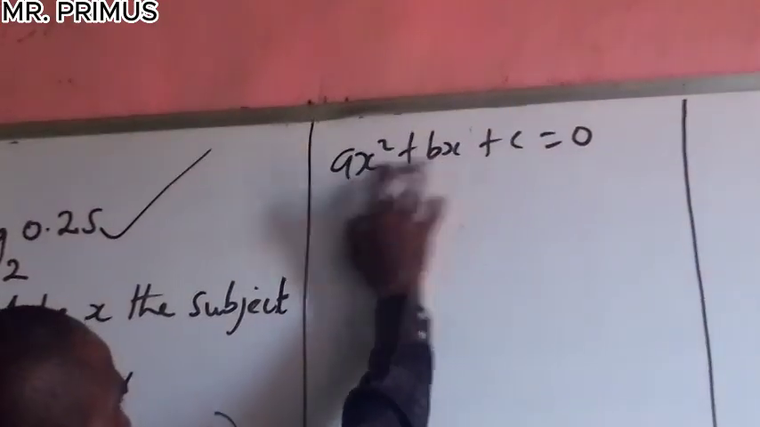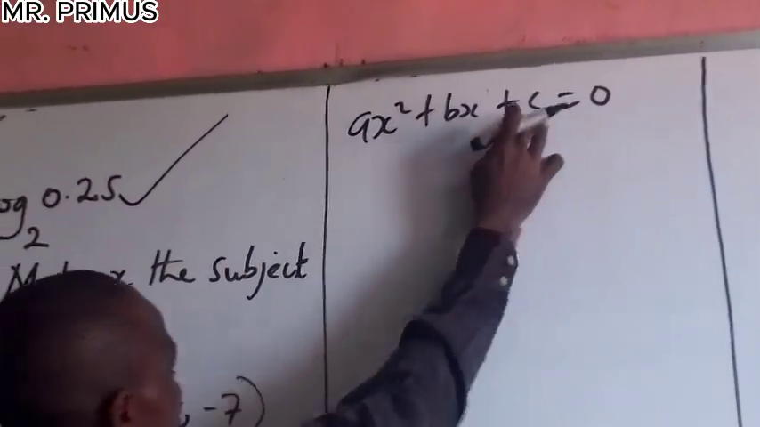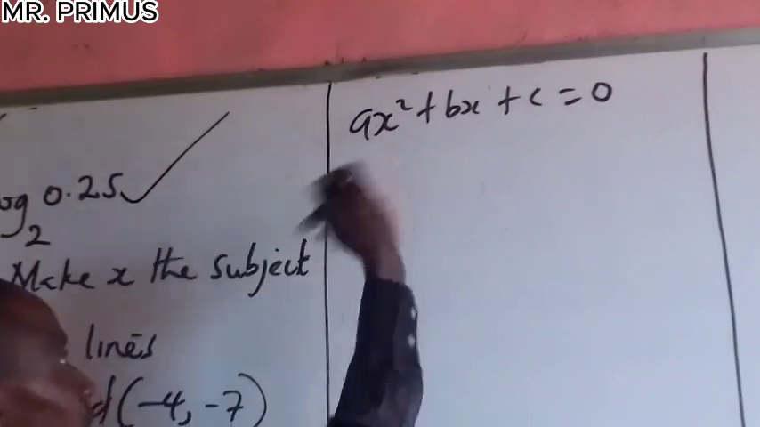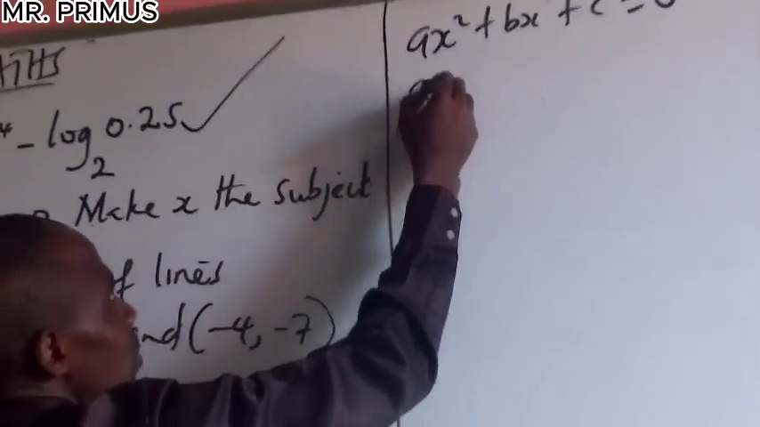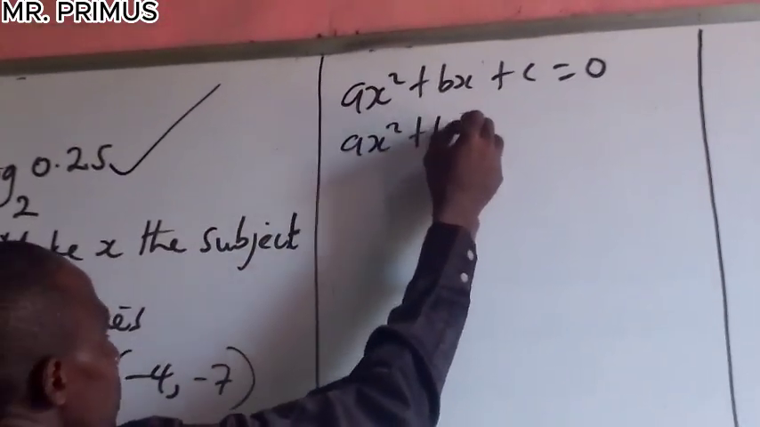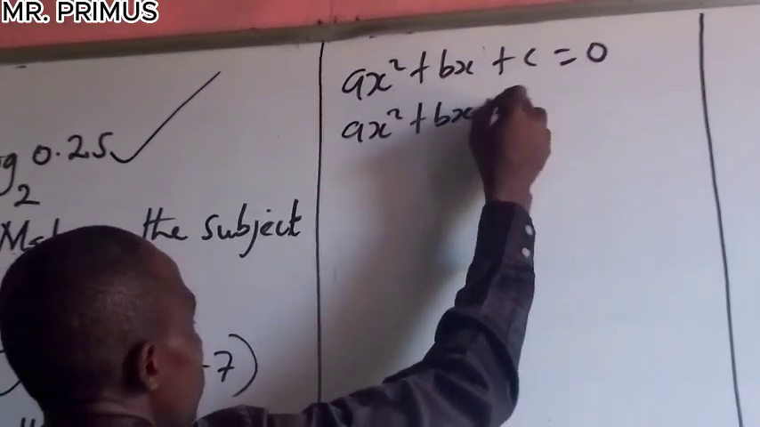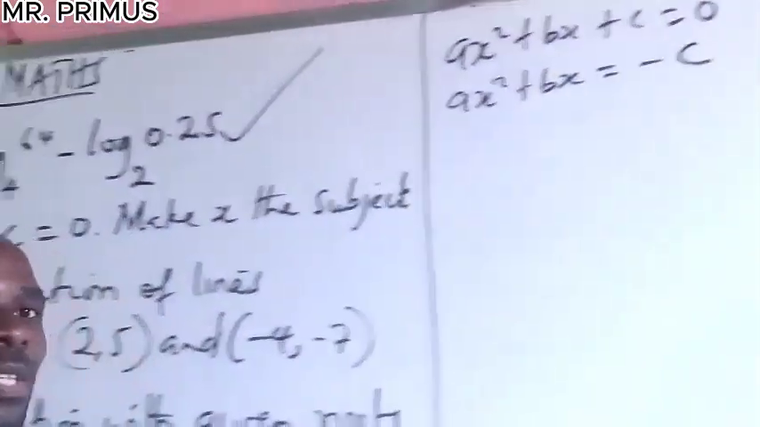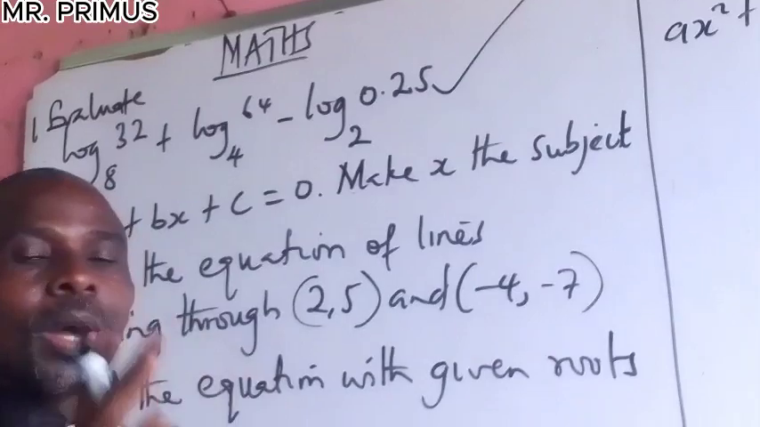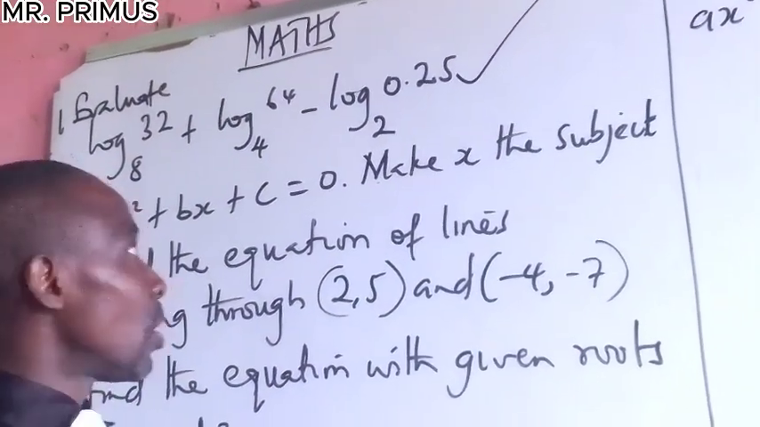These ones have x coefficients. So let's move this. There are many ways of doing this anyway. So ax squared plus bx equals, plus c coming here becomes what? Minus c. The next thing we do here is we are doing the completing the square method.